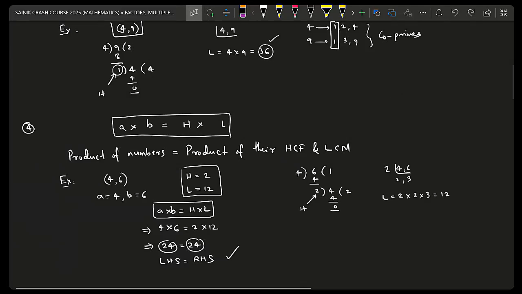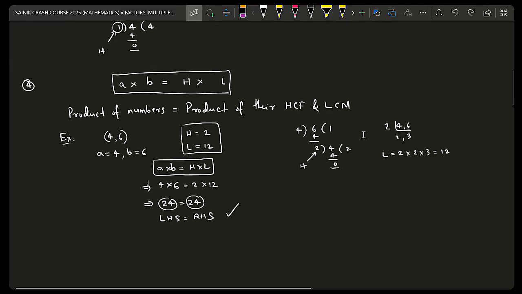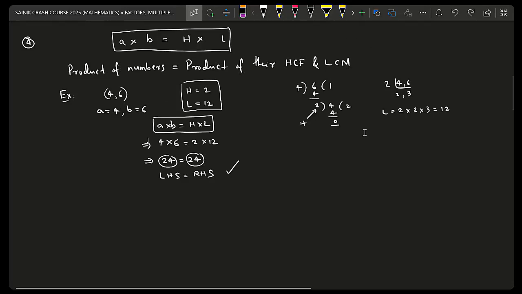This fourth property, the product of numbers. Fourth one I just explained, no? Have you listened to the other students' doubt also? Sir, I listened. 4 into 6, we multiply HCF into LCM. Yes, they are always equal products. You take any two numbers, not only these. Okay, for you, I'll take one more example. You tell me any two numbers, Harshvardhan, on your own. 8 and 12.